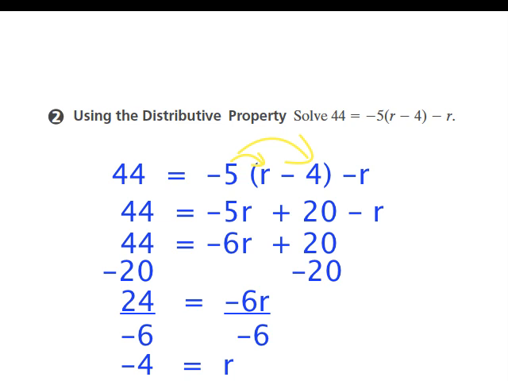Pause the video at this time if you need more time to copy down this example. Also at this time, put a star at the top of your paper if you're listening to this. Just write a star at the top of your paper.